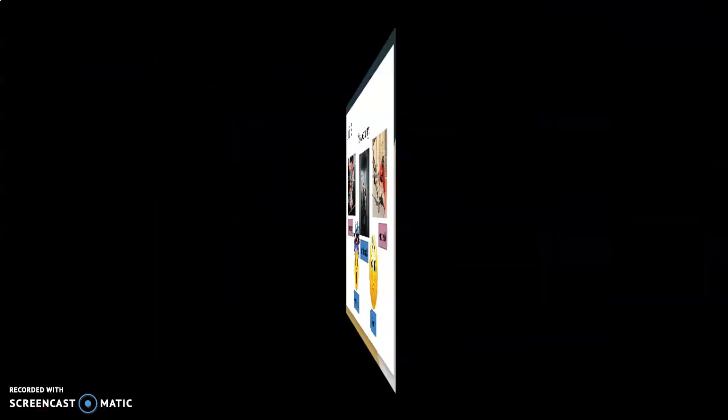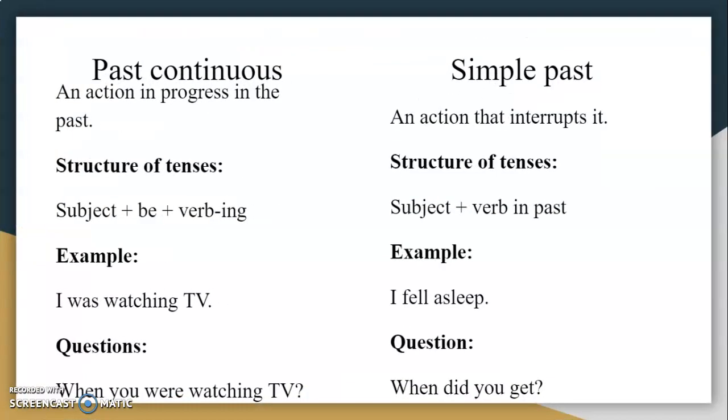The past continuous is an action in progress in the past. The rule is subject plus verb be and the verb with ing. For example, I was watching TV, and a question is, what were you doing when you were watching TV? And the simple past is an action that interrupts it. The structure is subject plus the verb in the past. For example, I fell asleep. The form of the question is, when did you get?